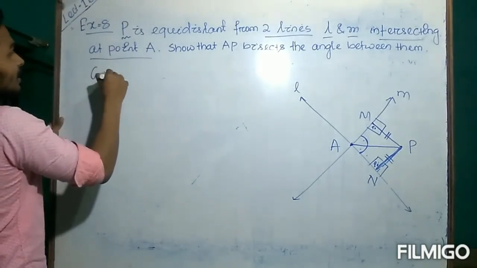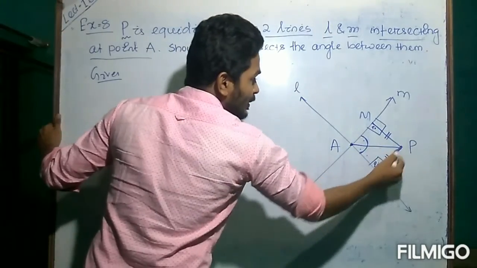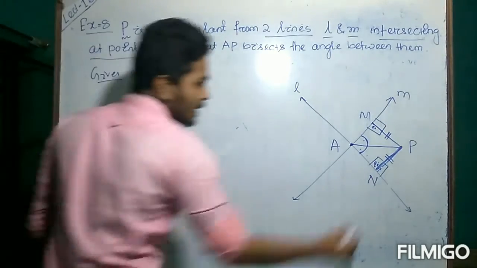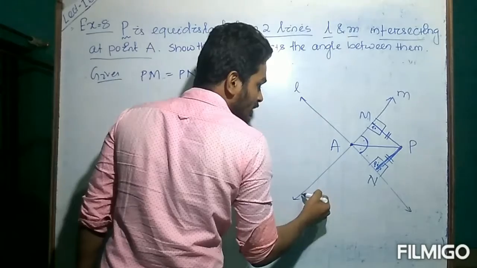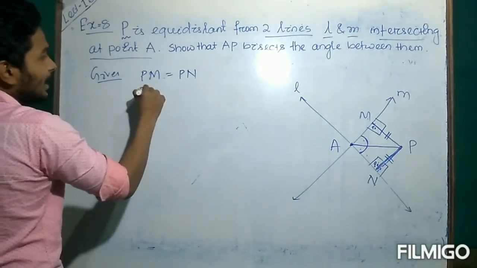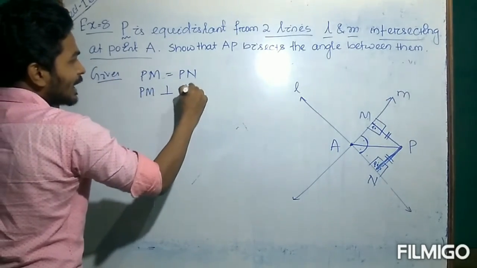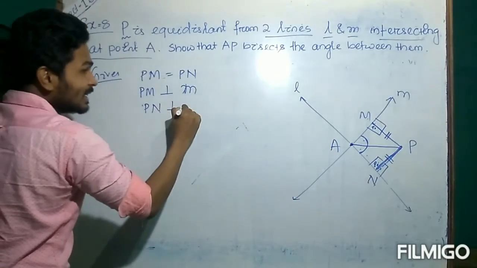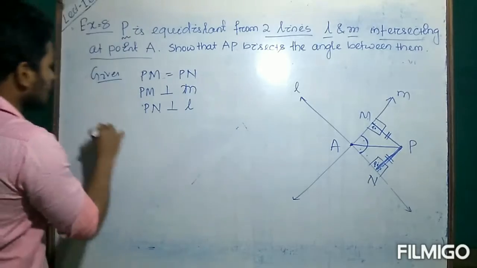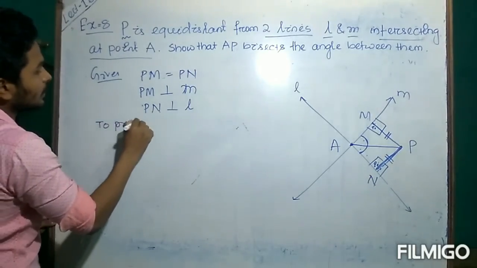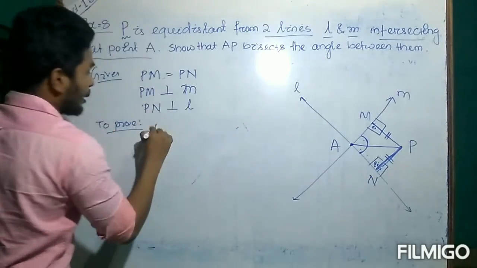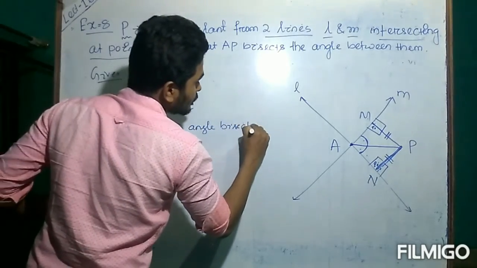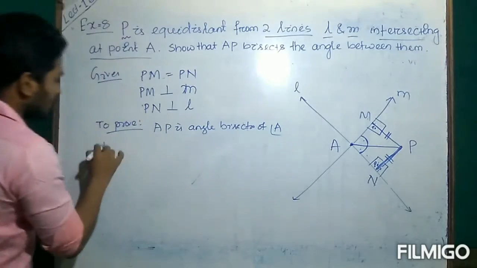What is given here? Here given PM is equal to PN because of equidistance. Yes or no? Yes. And PM is perpendicular to line M. PN is perpendicular to line L. To prove: AP is the angle bisector of which angle? Angle A. Now the proof.